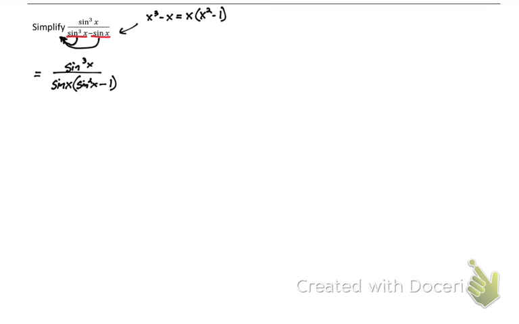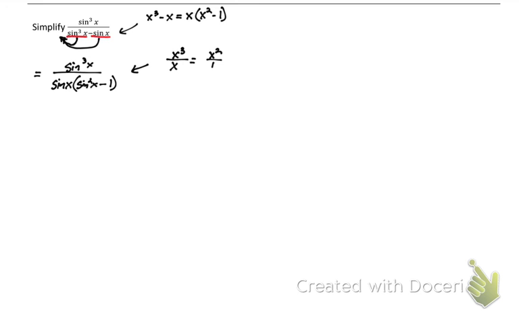What's sine cubed x divided by sine x? Sine squared. It would be sine squared. Just like if I had, let's do another example, x cubed over x, that would just equal x squared over 1.